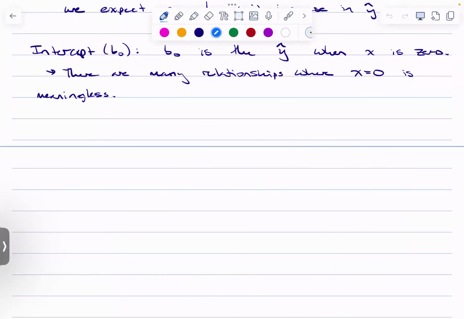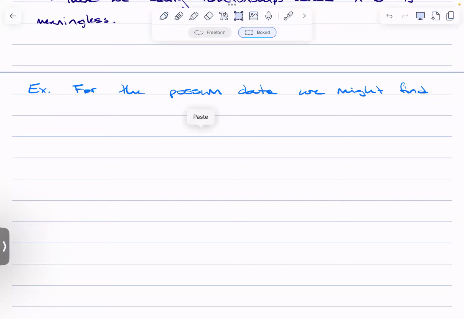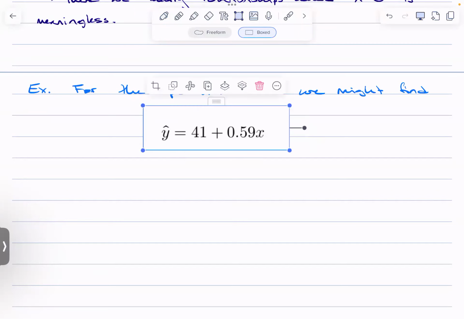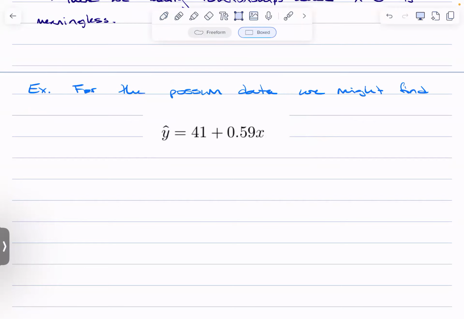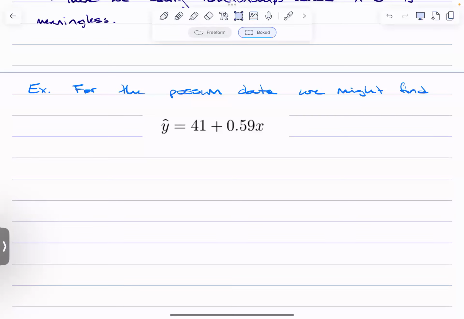As an example, I'll put it on the next page. For the possum data, we might find that y hat is 41 plus 0.59 times x. I say might because they just decided to pick a line. I don't like that, but I can't find the real one. So let's just say that this is it.